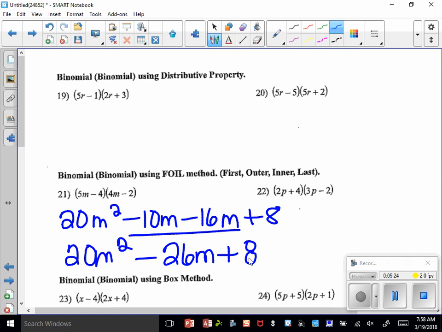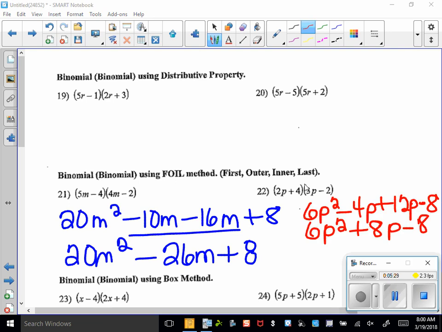So I'm going to have you do number 22, and then we'll check it in a minute. A positive times a negative is a what? Negative. So we got 2p times 3p, 6p squared. 2p times negative 2 is negative 4p. Negative 4 times 3p is negative 12p. Negative 4 times a negative 2 is positive 8. Okay?